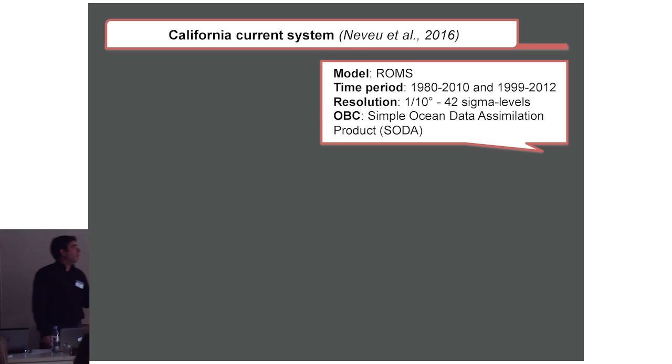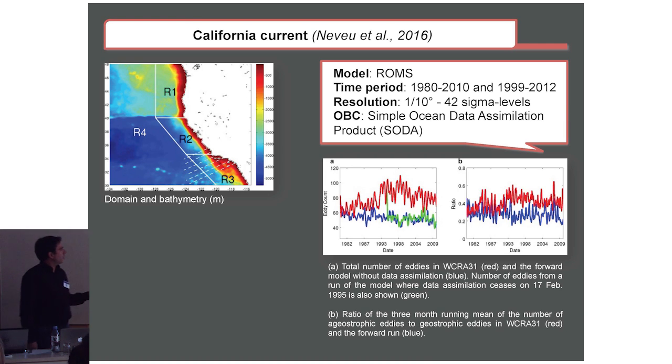Now, going to another ocean, the California Current System, in this case they use the ROMS model for long periods. It's 1/10-degree resolution. And in the open boundary condition, they use the SODA products. This is the model domain.